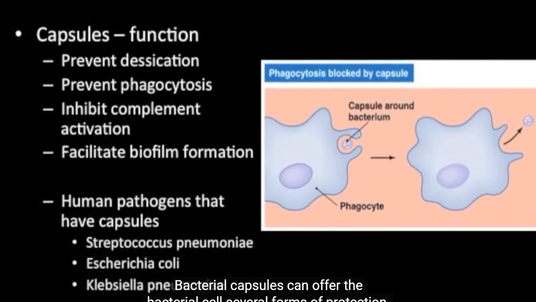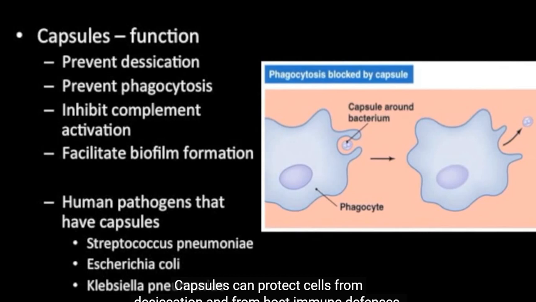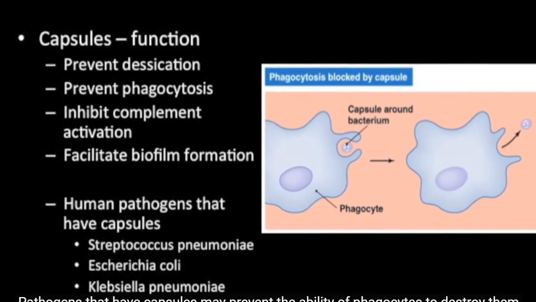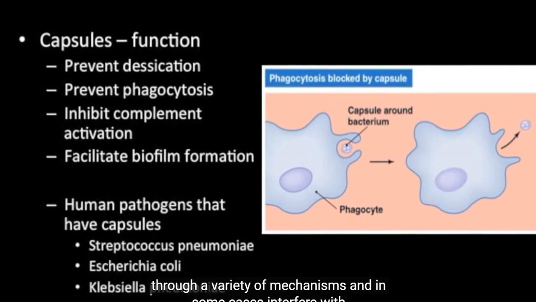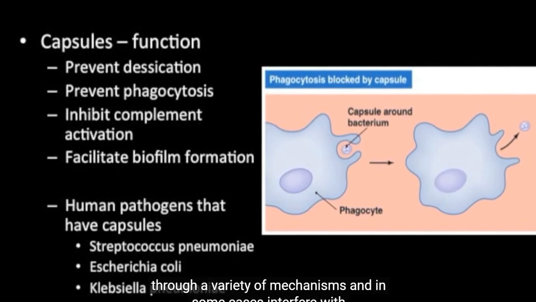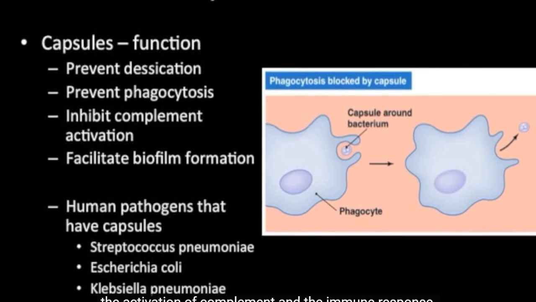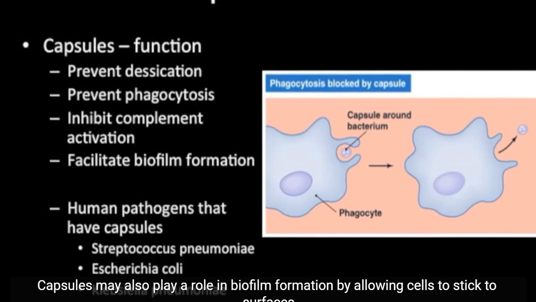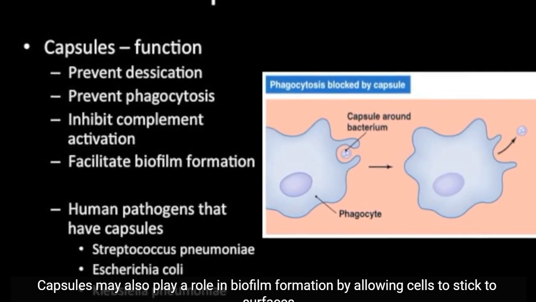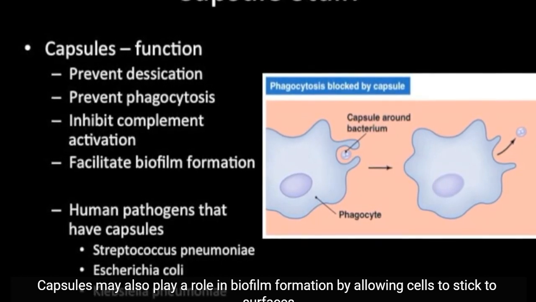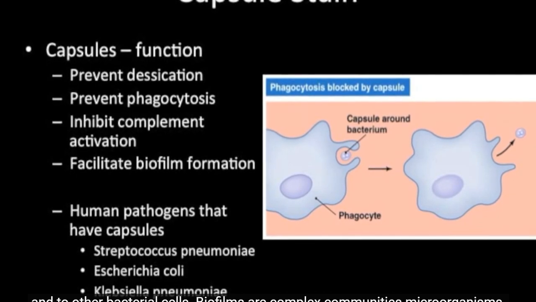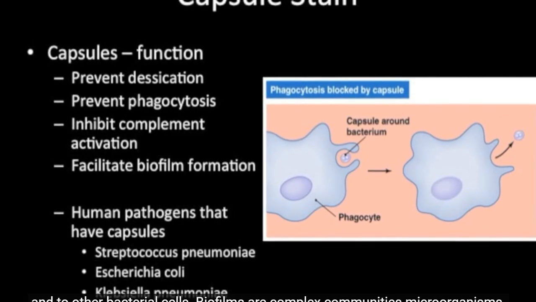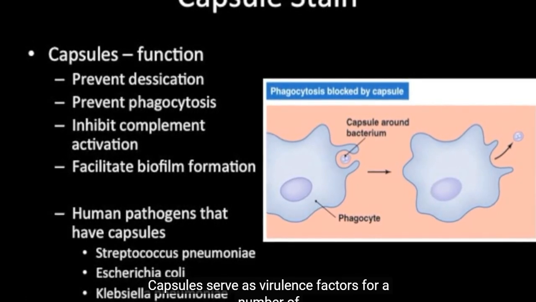Pathogens that have capsules may prevent the ability of phagocytes to destroy them through a variety of mechanisms and in some cases interfere with the activation of complement and the immune response. Capsules may also play a role in biofilm formation by allowing cells to stick to surfaces and to other bacterial cells. Biofilms are complex communities of microorganisms. Capsules serve as virulence factors for a number of human pathogens, including Streptococcus pneumoniae, Escherichia coli, and Klebsiella pneumoniae.